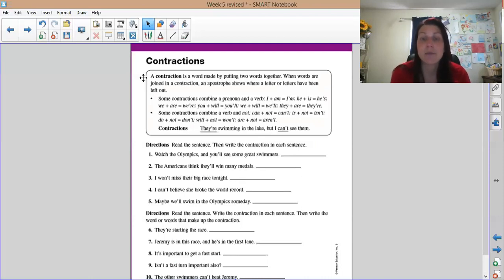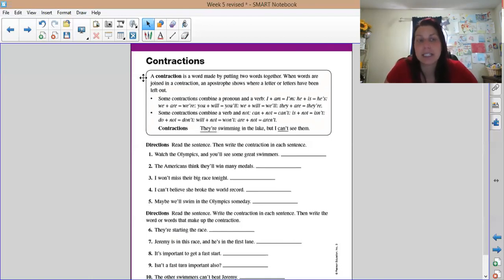They and are become they're. So it means that they're showing somebody's going to do something. I am, right? I am going to do something. He is, we are, you will, we will, they are. So it's kind of showing that they're about to take action to do something. Some contractions combine a verb and not: cannot, is not, do not, will not, are not.